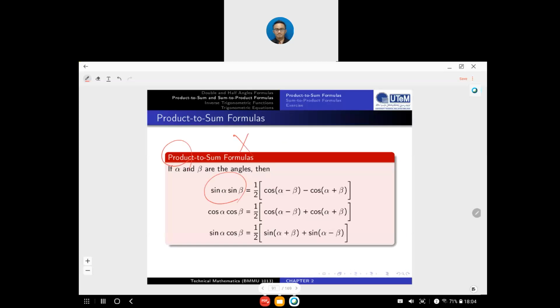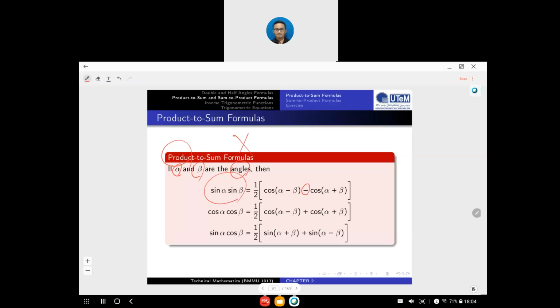Okay, to sum. If you have alpha and beta as angles, sin alpha times sin beta equal to 1 over 2 cos alpha minus beta minus cos alpha plus beta.